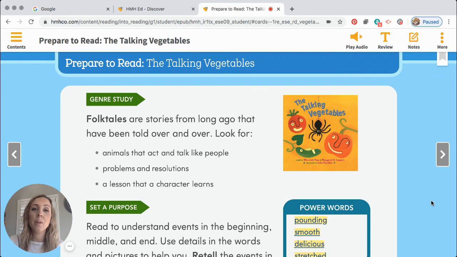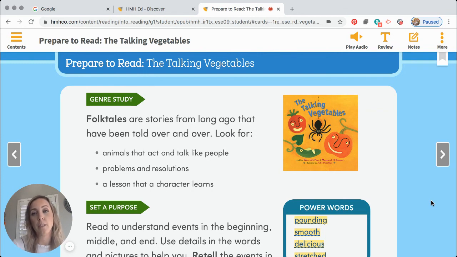All right, so today we're going to be reading a folk tale called The Talking Vegetables. Folk tales are stories from long ago that have been told over and over again. And some of the characteristics of a folk tale, some things that we're going to be looking for as we read through our story today, is that there are animals that act and talk like people. And in our story specifically today, not only do animals act and talk like people, but also some vegetables act and talk like people. And so that's a big characteristic of a folk tale.